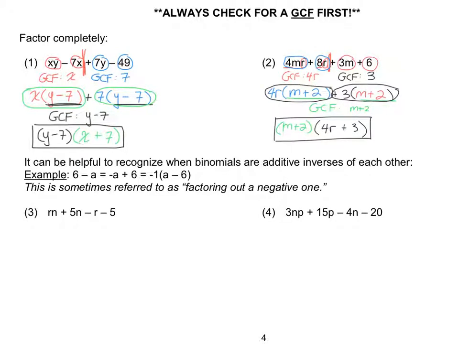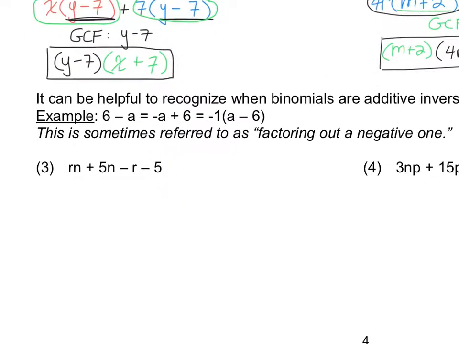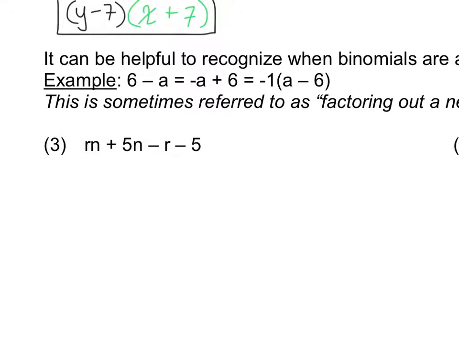Alright, so number 3, taking a look at the first two terms again, we have a common n, so we'll pull that out. So if I withdraw an n from this guy here, I would just have an r. If I withdraw an n from this one, I would just have a plus 5.